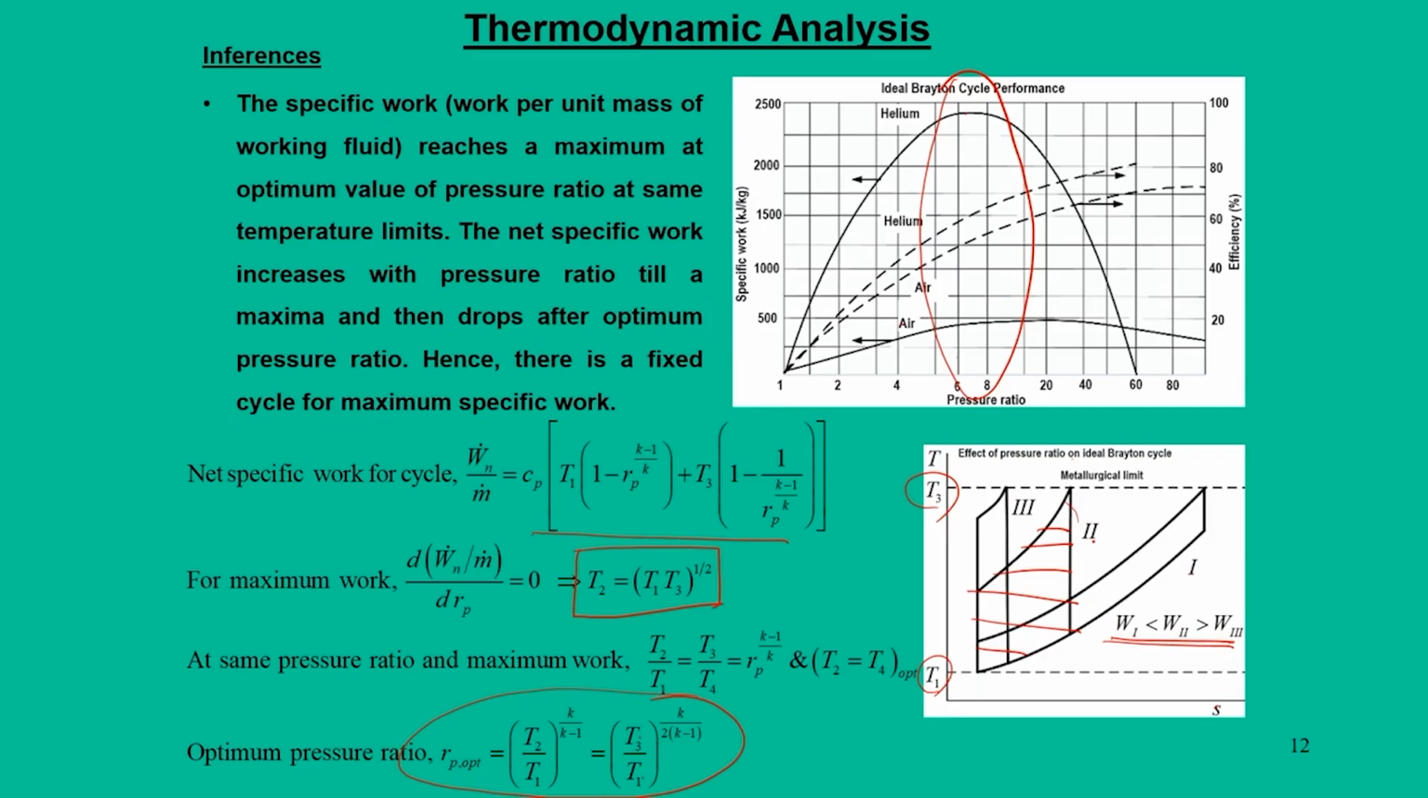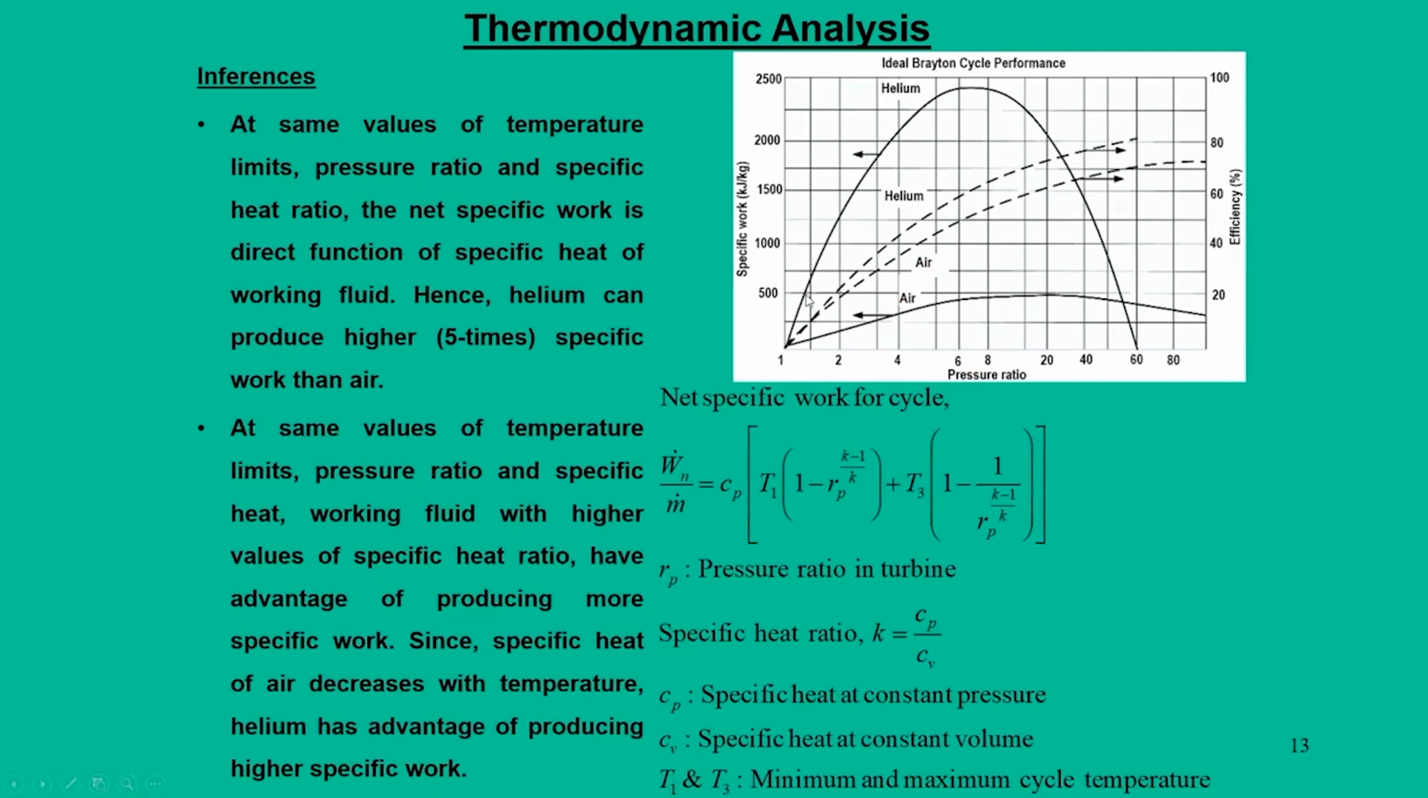which has more capability in terms of specific heat and specific heat ratio. So these things I have already explained, that at same values of temperature limits, pressure ratio and specific heat ratio, the net specific work is directly a function of specific heat, which means helium can produce 5 times higher power than that of air.